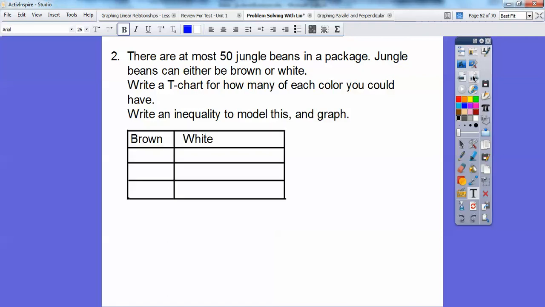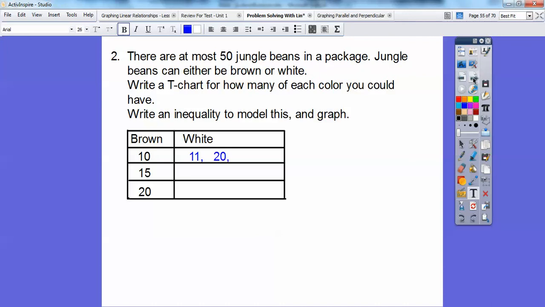So here's my T-chart right here. We can have at most 50 jungle beans. So I just put in 10, 15, and 20 brown of them, and the white can have at most 50. So here's just some examples, you guys. I chose 11 because 10 plus 11 is 21. So that's at most 50. That's less than or equal to 50 right there. At most is less than or equal to.